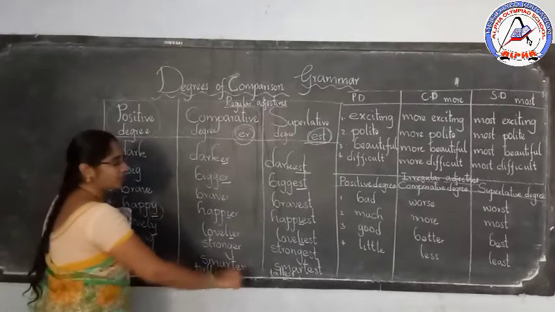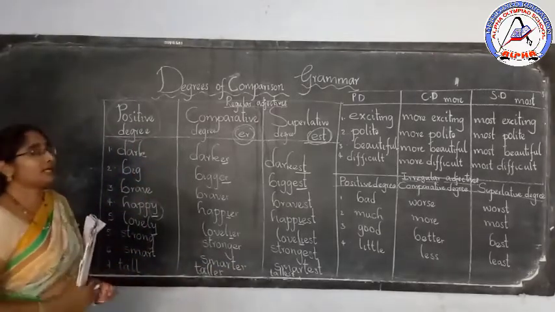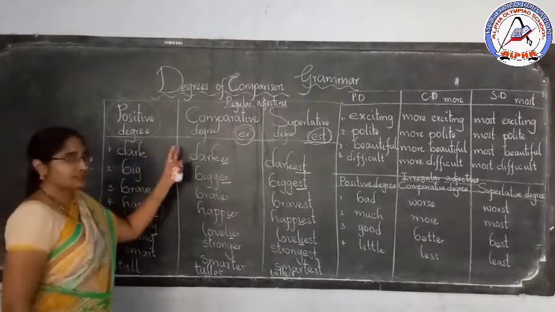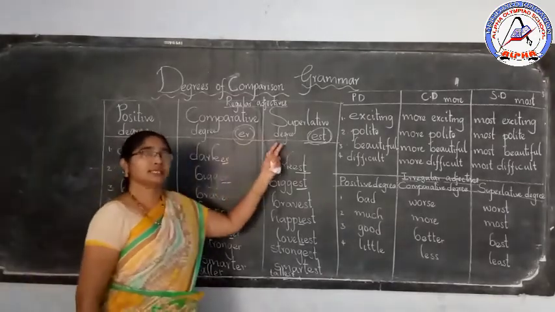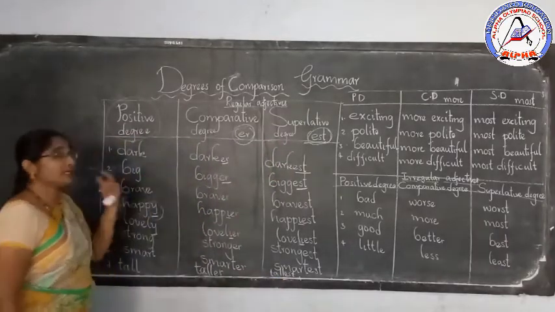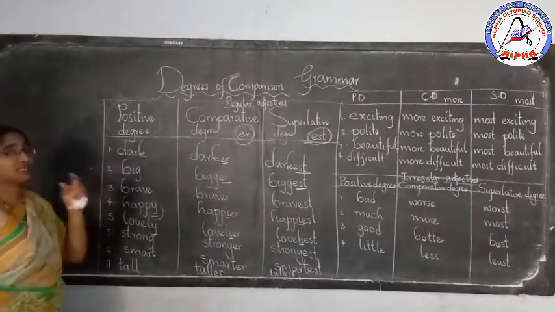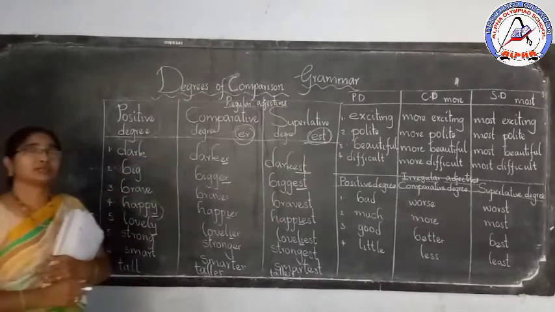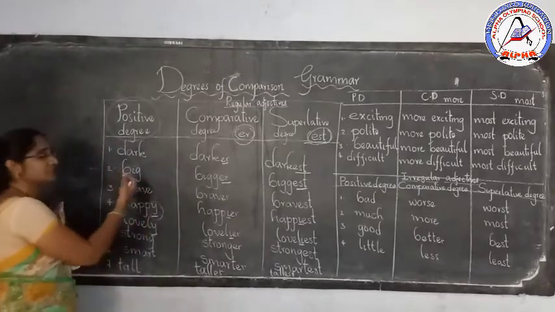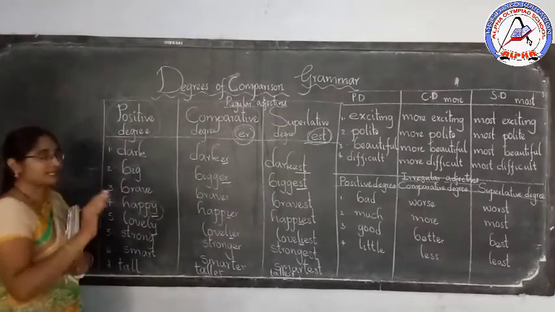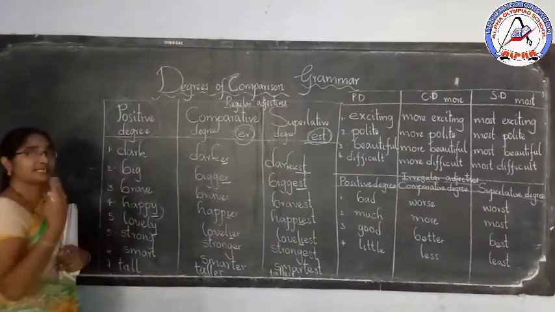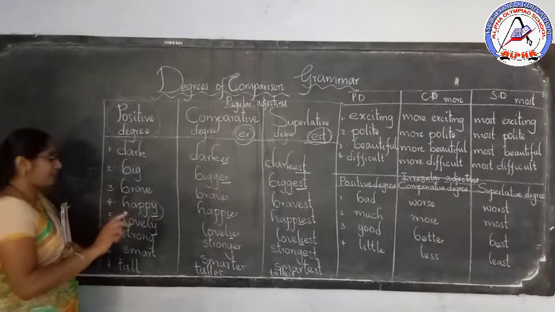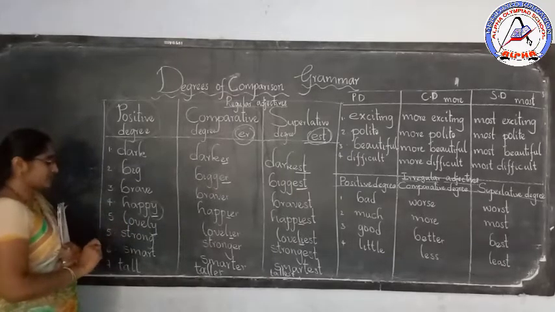Tall, taller, tallest. Did you understand what these are? These are the positive degrees of comparison. You add er in the comparative form and est in the superlative form. And you do this when the positive degree words are one syllable words. What are one syllable words? When you say these words, the sound has no breaks. For example, here, dark. Did I take any break here? No. Dark, big, brave, happy, lovely, strong, smart, tall.